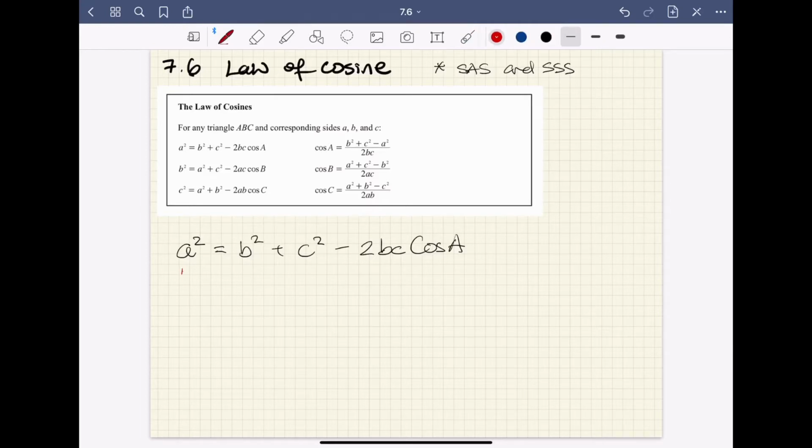So here, the side we want to find is a. This is the missing side. To find the missing side, here B and C are the two other sides. So you would add the two other sides squared and minus 2 times the product of the two other sides with cosine of the opposite angle of the missing side.